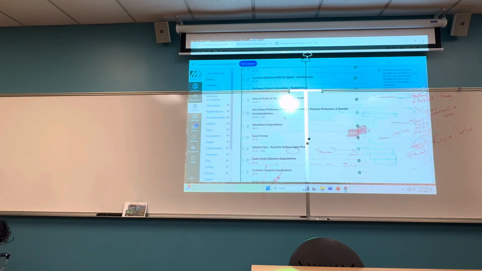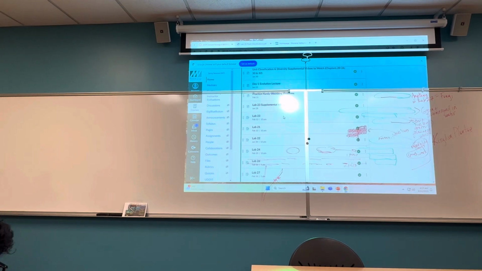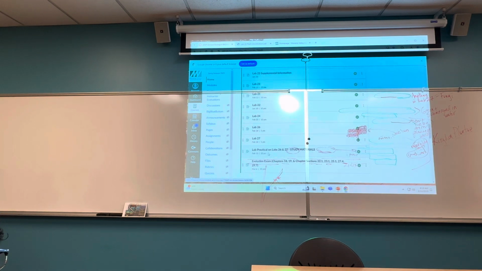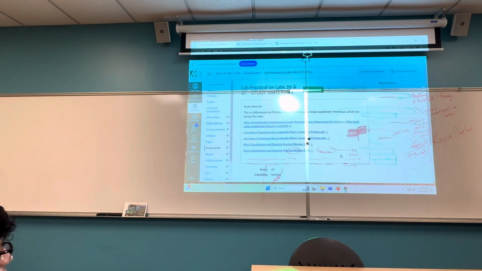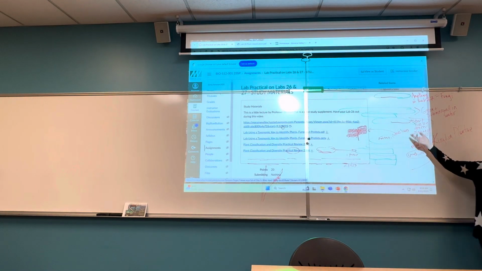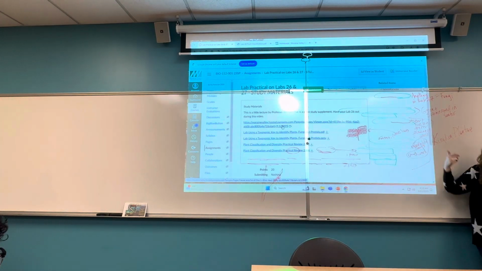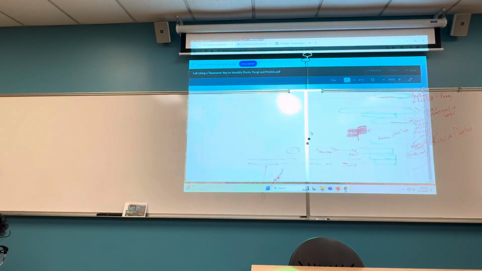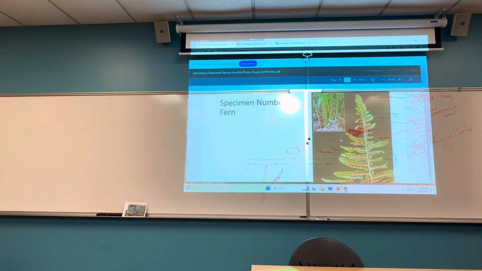So here's our class, and if I scroll down, okay, so our unit here, evolution and diversity, scroll down, at the bottom you've got lab practical on labs 26 and 27, study materials. I borrowed this from Professor Bernard. It basically goes through a lot of what I did in the lab last week, a little more detail than I just went through. So that's a nice kind of lecture review. And then you've got these to go through.